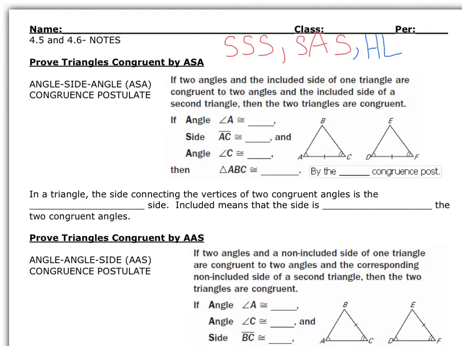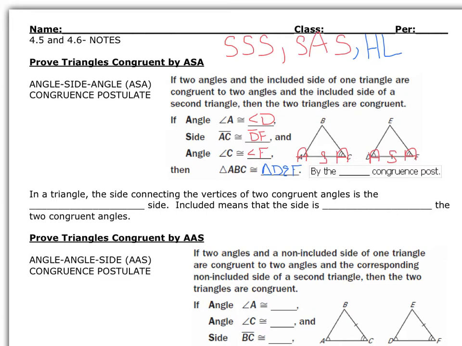So here it shows us an example of angle, side, angle. Angle A is going to be congruent to angle D. Side AC is going to be congruent to side DF. And angle C to angle F. So if you have these pieces, an angle, a side, and an angle, you can see both triangles have the same pieces in the same order. Therefore, you can conclude that triangle ABC is congruent to triangle DEF.